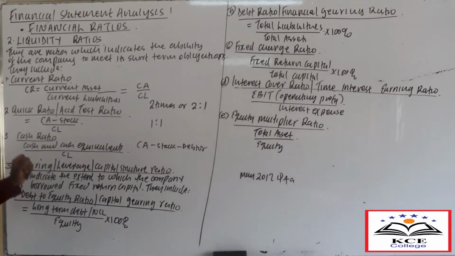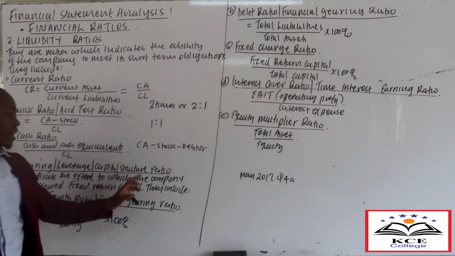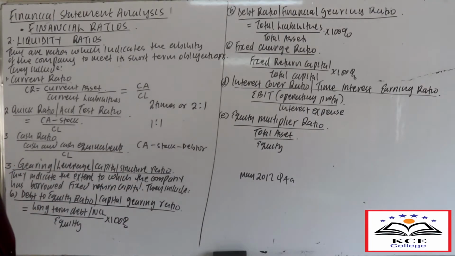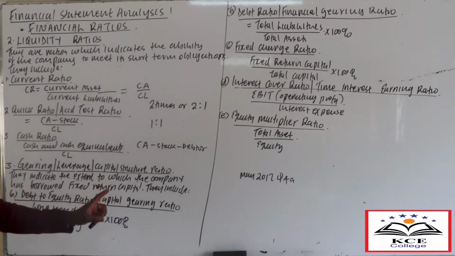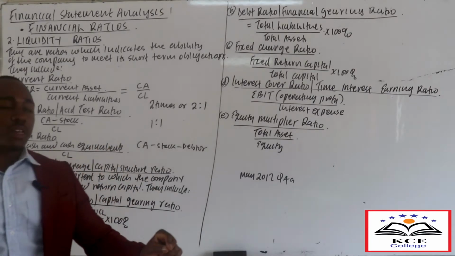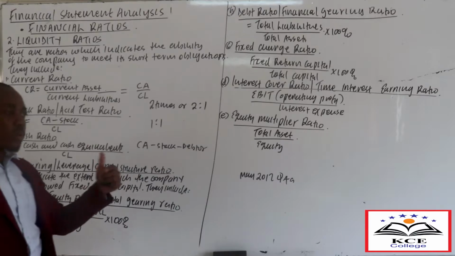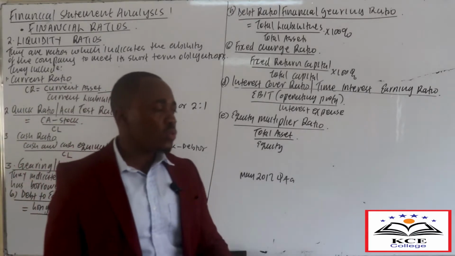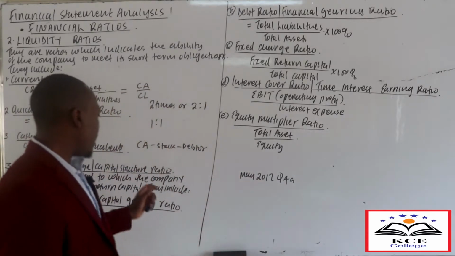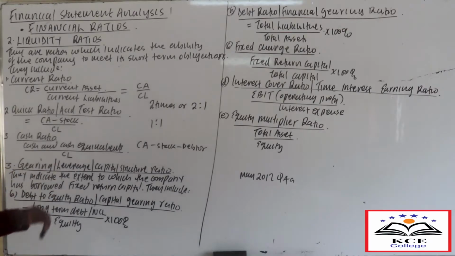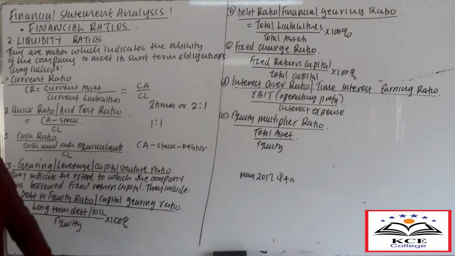Now we go to number 3. The third category of ratios is the gearing or leverage of the capital structure ratio. What are those ratios? They indicate the extent to which the company has borrowed fixed return capital in order to finance their assets. In short, we are talking about the long-term liability and the short-term liability. And they include, number 1, the debt to equity ratio, also known as the capital gearing ratio.